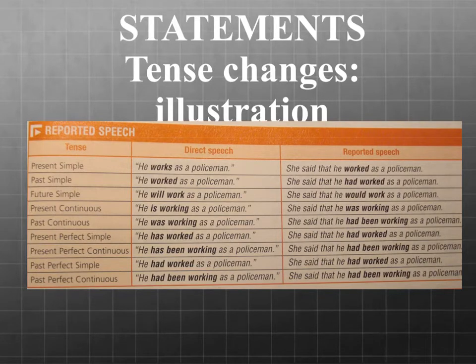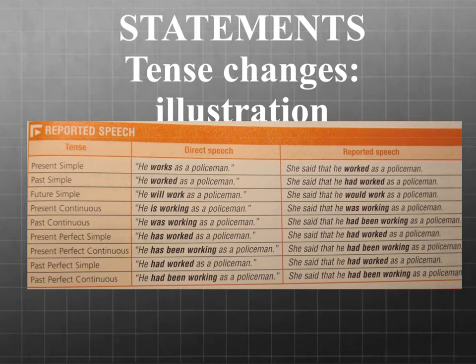We are going to see much more clearly in this table. In this table, you have all the tenses or the main tenses you can find in the English language. On the one hand here, you have the present simple. You have a sentence like, he works as a policeman. This becomes, she said that he worked as a policeman. So here you have the present simple, and the present simple becomes the past simple.